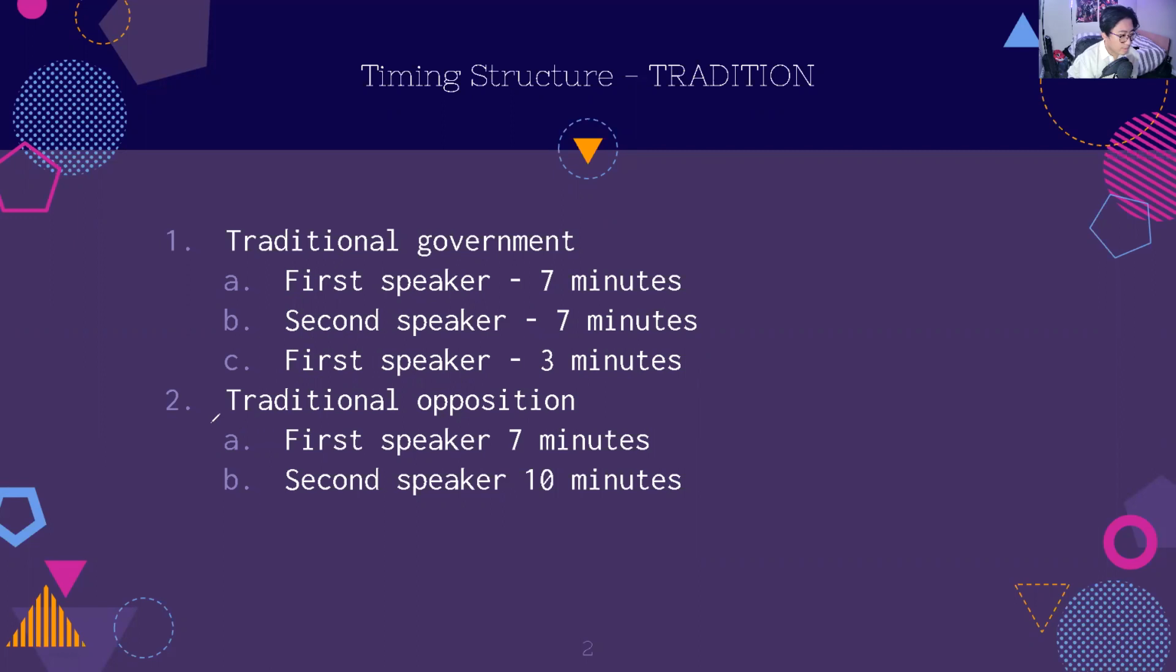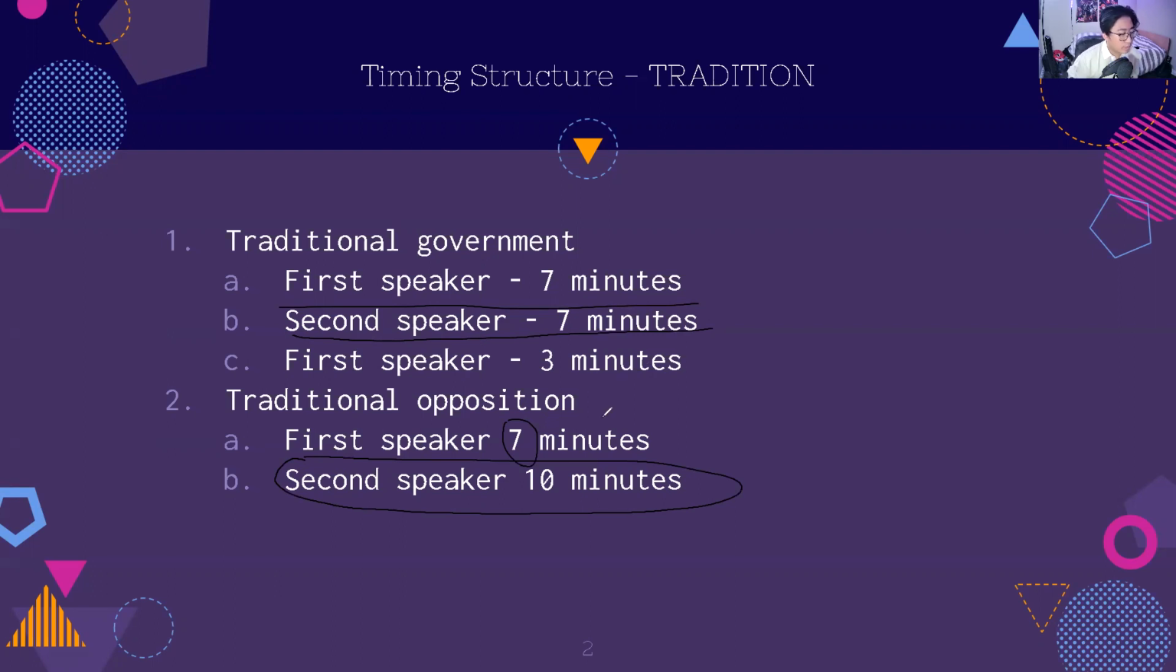The next is traditional opposition. It's also a standard 7-minute speech for the leader of opposition, or I think it's the member of opposition, as they call it in CP format, in which they have 7 minutes to reply to this speaker. And then, after the second government speaker speaks, just like the government side, the second opposition speaker has 10 minutes to respond to their case.